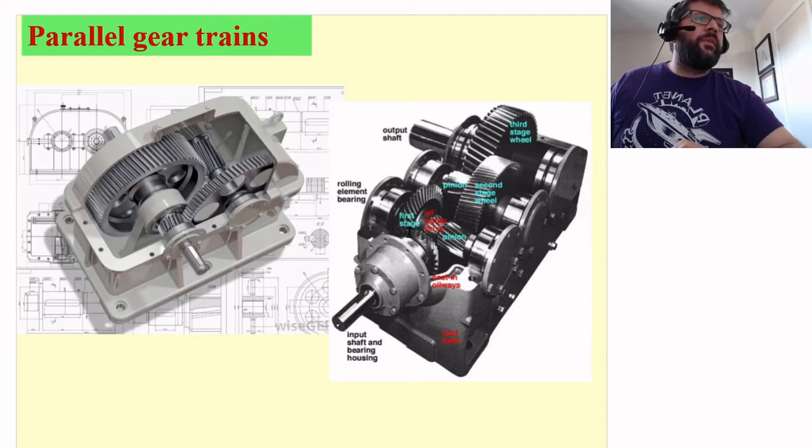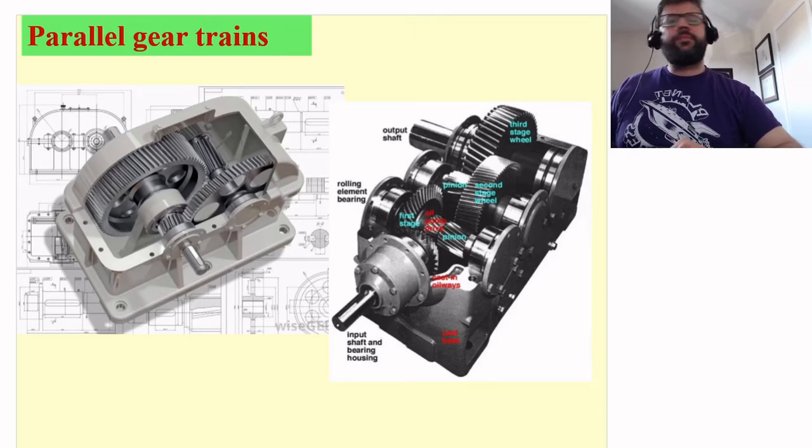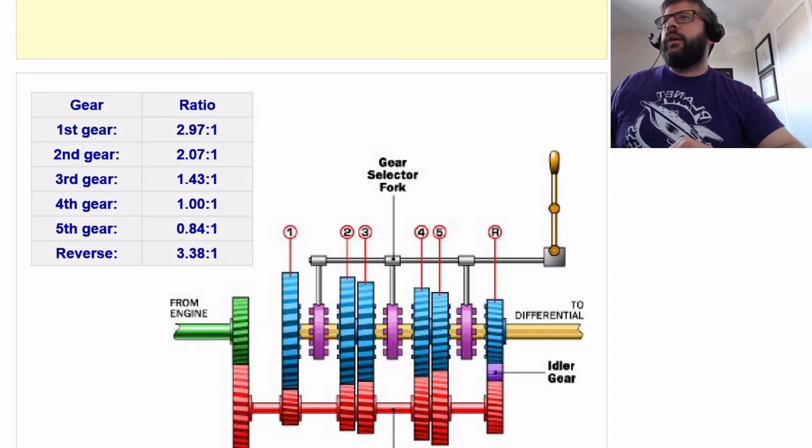This one starts off with the input here as a bevel gear, connects to a bevel gear, and then we've got a number of helical gears that connect to it. So again, each stage will have its own pinion and its own gear as well. So as well, this allows us to do things like have variable speed transmissions.